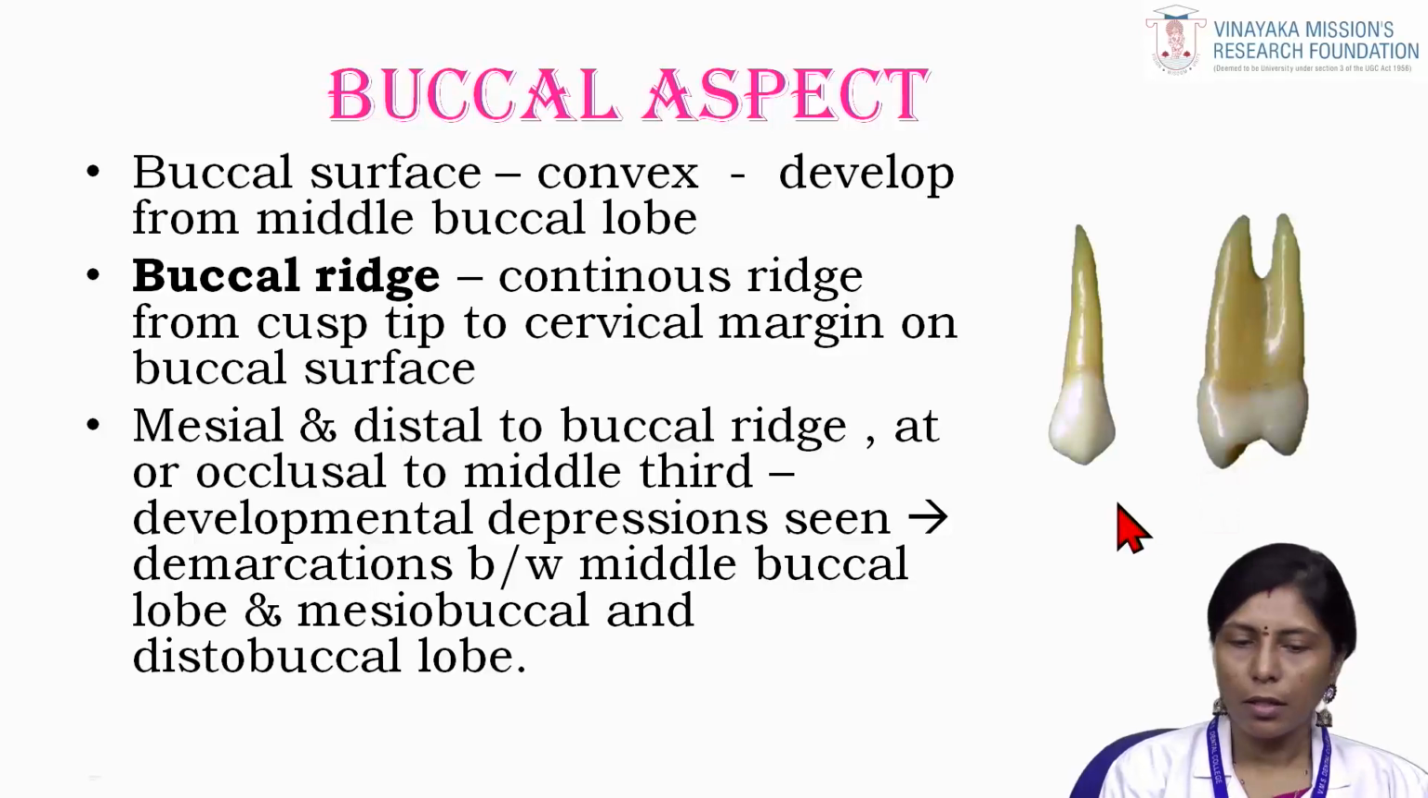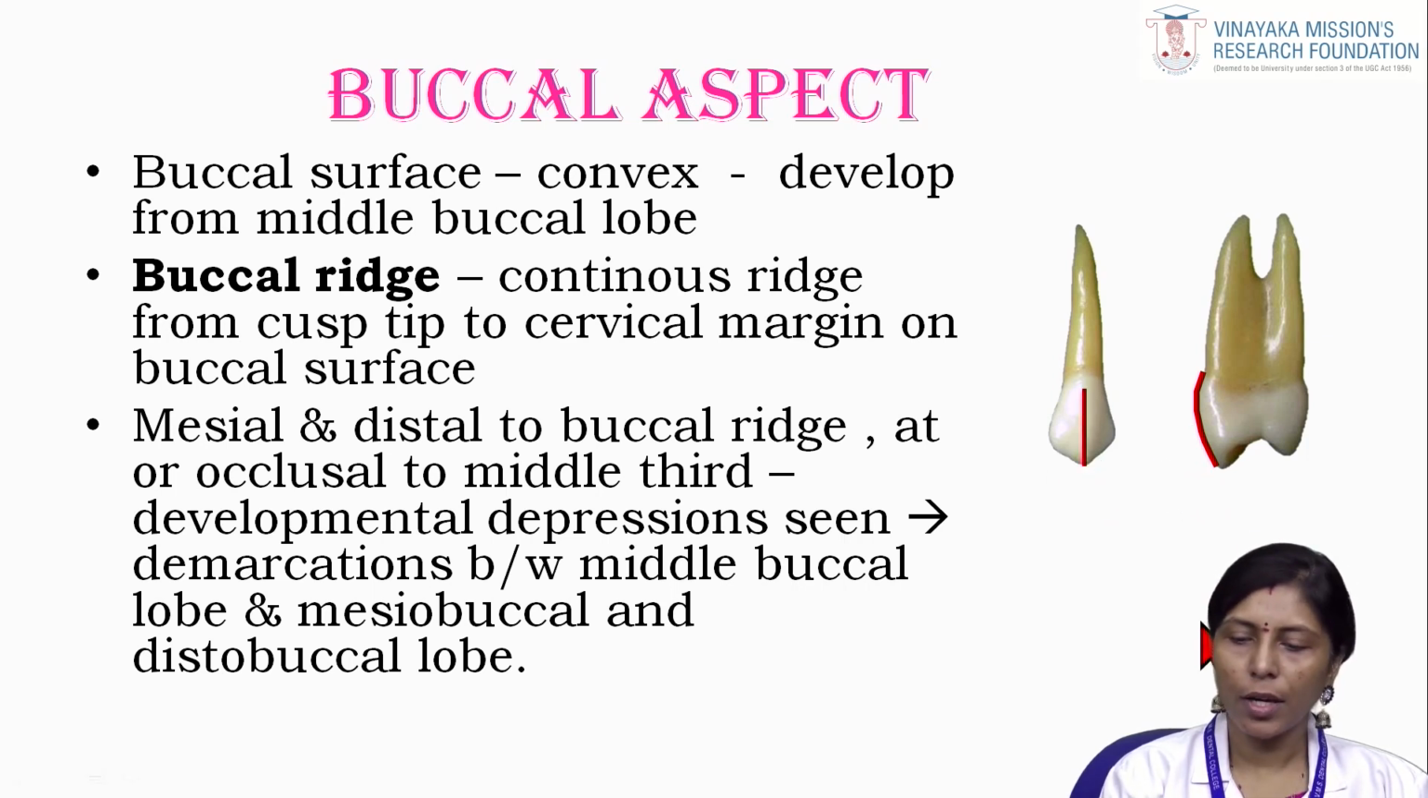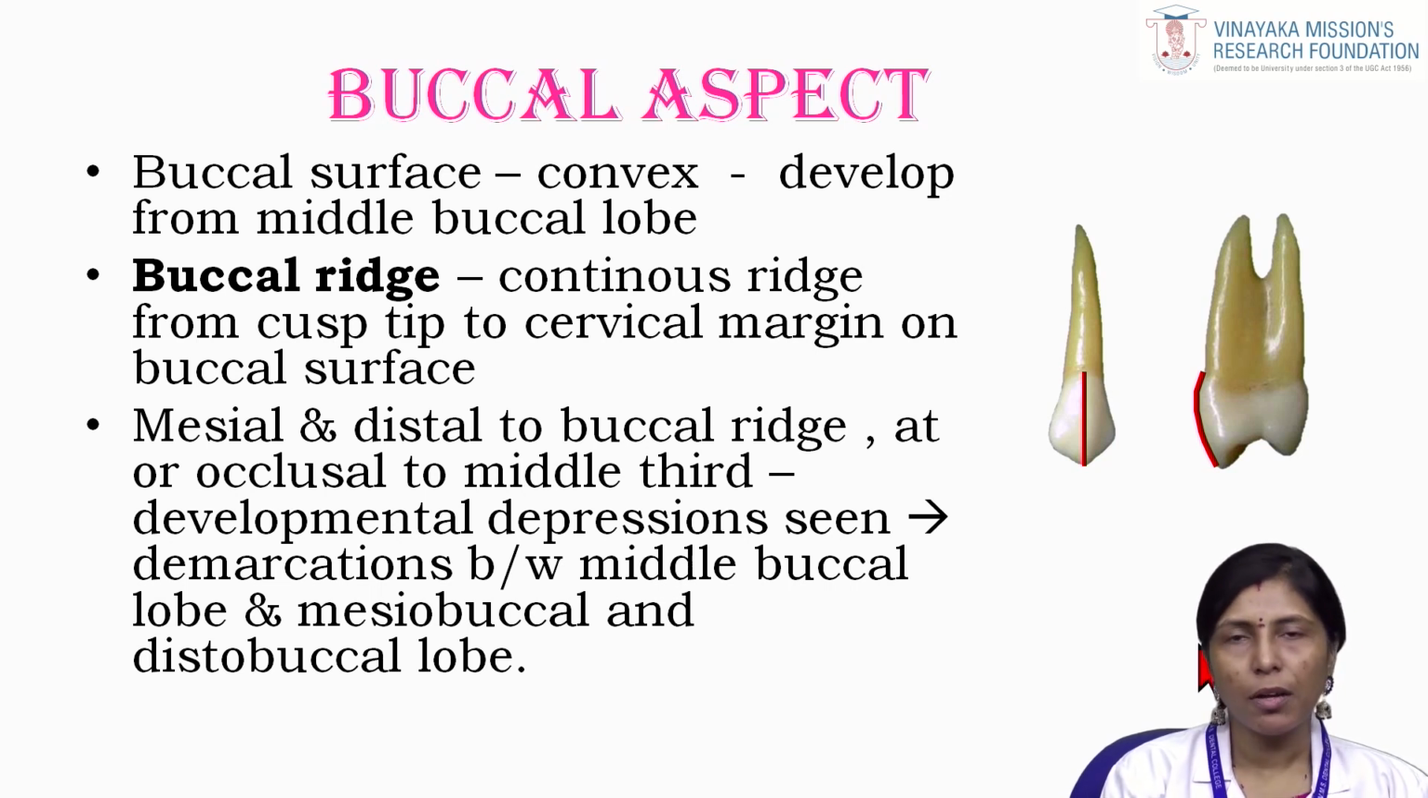Coming to the buccal surface, this is the proximal surface. I have kept it to appreciate the curvature of the buccal aspect. So the buccal surface is going to be convex, it is not straight, right. The buccal surface is convex and this buccal surface will develop from the middle buccal lobe. Buccal ridge, you can appreciate a buccal ridge which is a continuous ridge from the cusp tip which extends till the cervical line on the buccal surface.